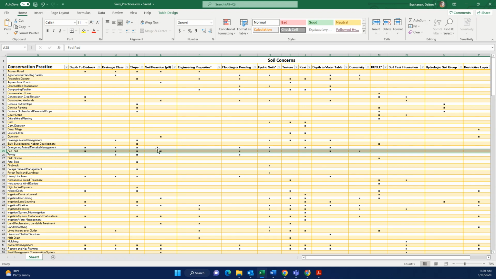Soil reaction pH, possibly an issue. We may want to consult our soil scientist on that to make sure. We didn't see flooding or ponding. We don't have hydric soils as a problem. We didn't have a depth to water table problem. And again, corrosivity, we want to talk to our soil scientist to see if that's an issue, or our division engineer when we're planning this. Otherwise, all of the things for a feed pad we've knocked out.